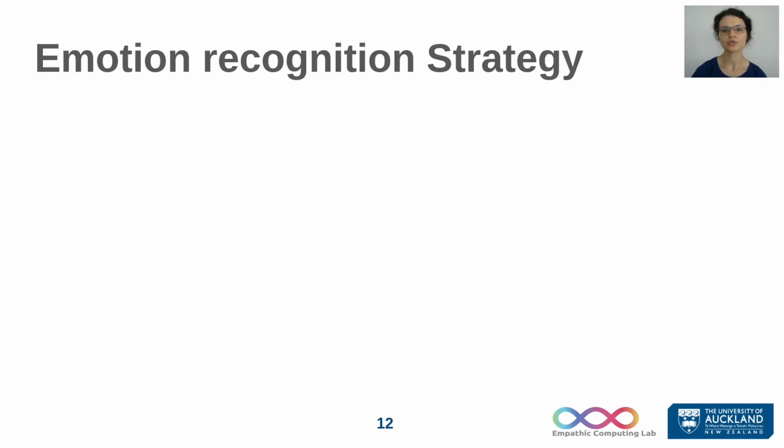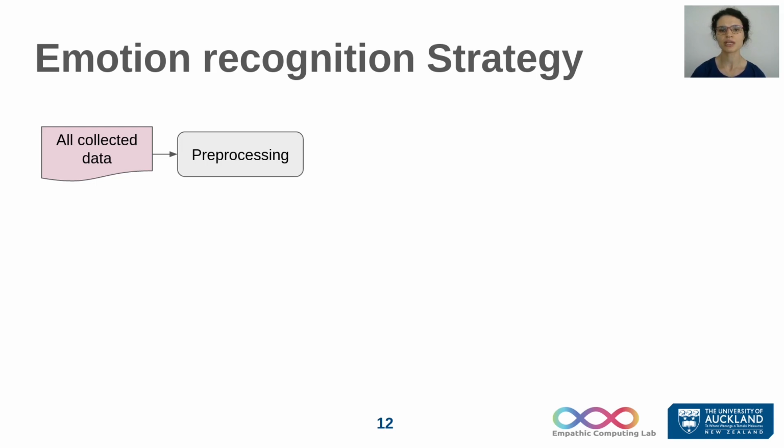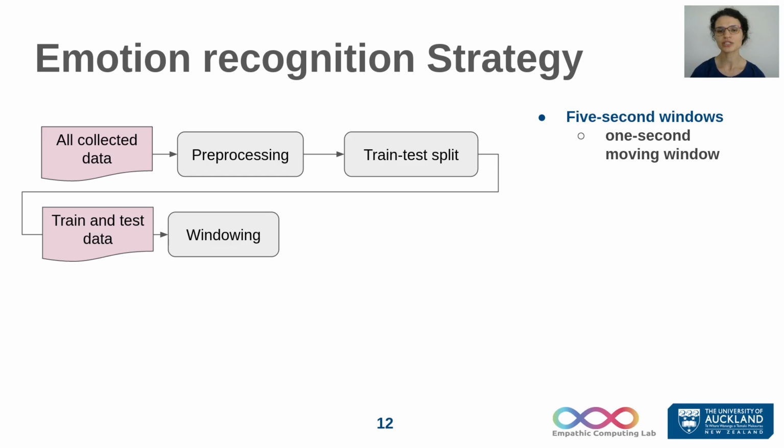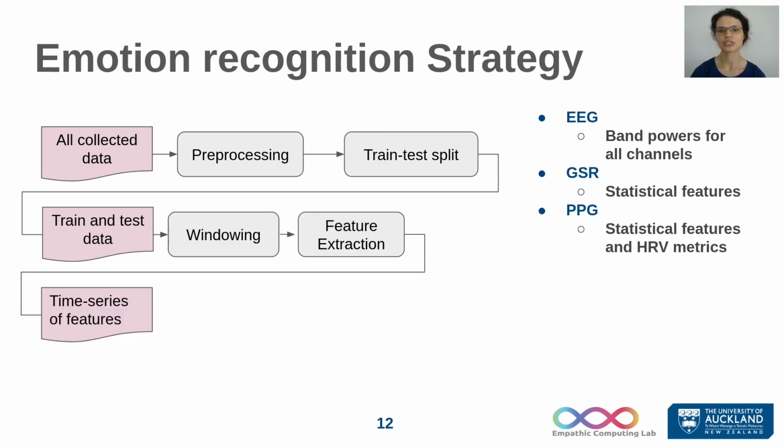To recognize emotion, we applied similar processing steps to EEG, PPG, and GSR signals. We first applied several pre-processing steps like data cleaning and splitting trials in 2-3 equal parts similar to data labeling. Then we divided data into the training and test sets. Then we extracted time series of features from each signal using a 5-second moving window with a 1-second step, and then extracting features of each window.